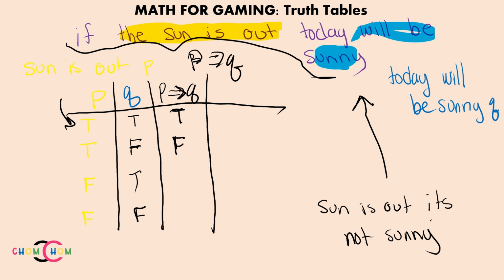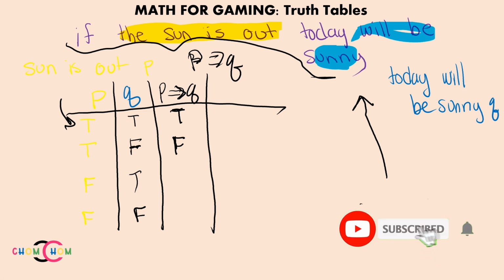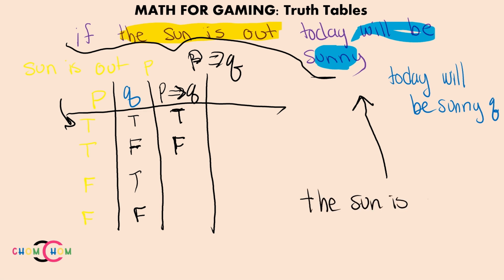So let's try another one to see if there's a pattern. So if the sun is not out and today is sunny, if the sun is not out, it doesn't say anything about our second statement. It's true. If our first condition is false, we can't say that it's true or false. So it always just defaults to true.